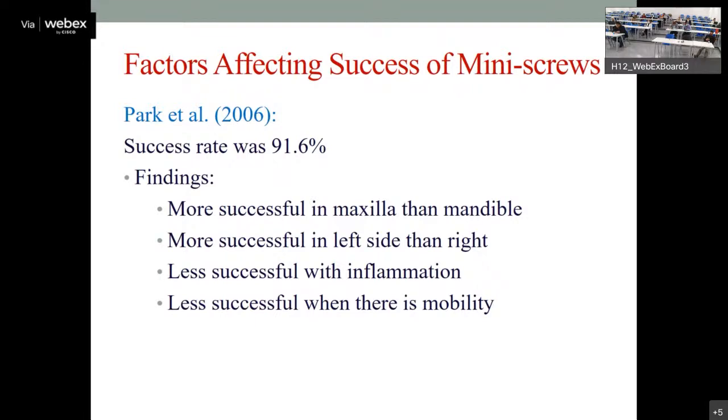Why is it more in the maxilla, not more in the mandible? I don't know, but maybe because of the type of the bone in the maxilla. In the mandible, the bone is denser. So maybe the chance of success is higher in the maxilla. Why is it more in the left side? I assume because the majority of patients are right-handed, and when they brush their teeth, they clean the left side maybe better than the right side.